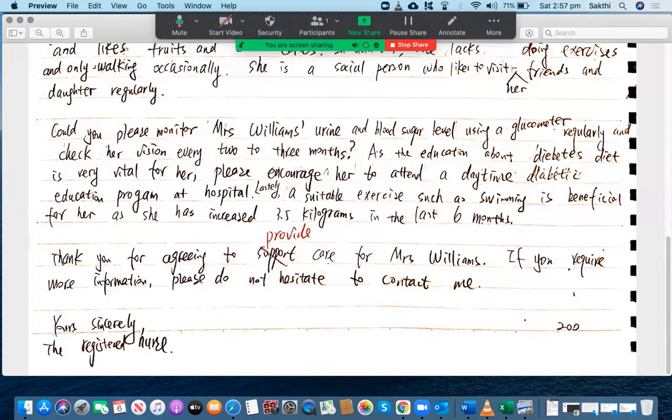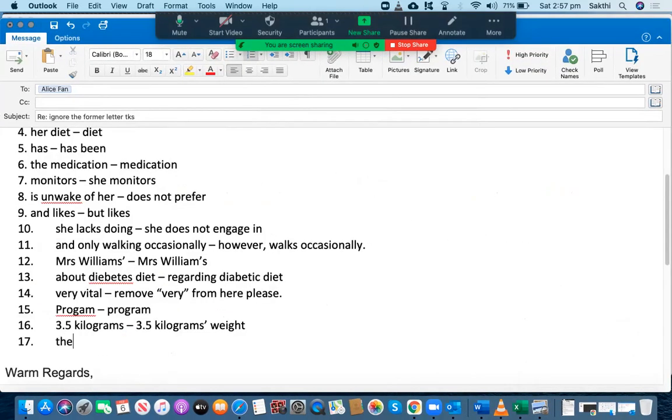Thank you for agreeing to provide care for Mrs. Williams. If you require more information, please do not hesitate to contact me. Yours sincerely, and then the registered nurse. Instead of writing this, she could have written the Registered Nurse. The R in registered must be a capital letter, and the N in nurse must be a capital letter as well. All right, let's go through the assessment now.